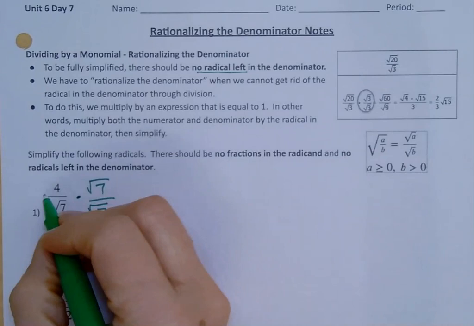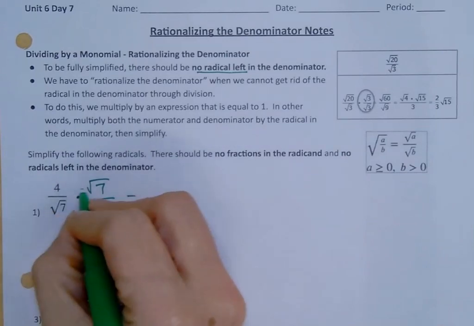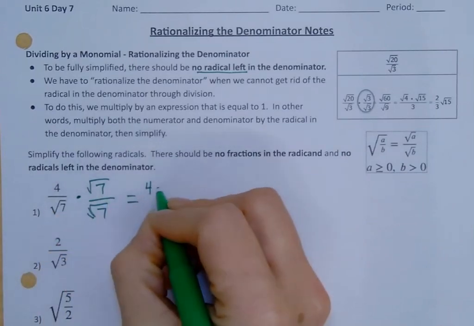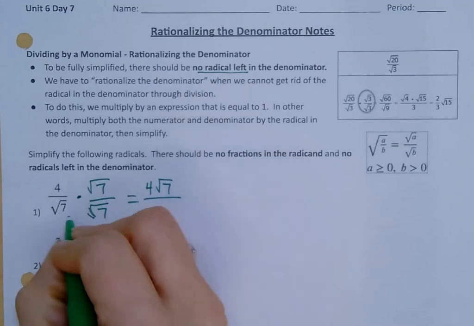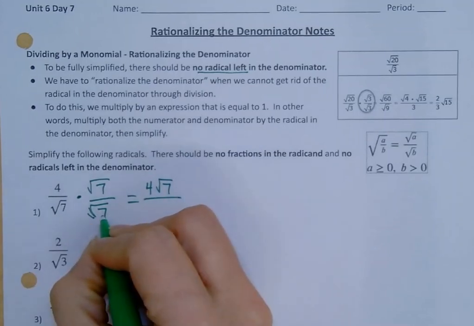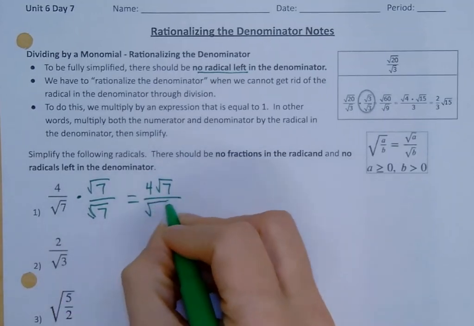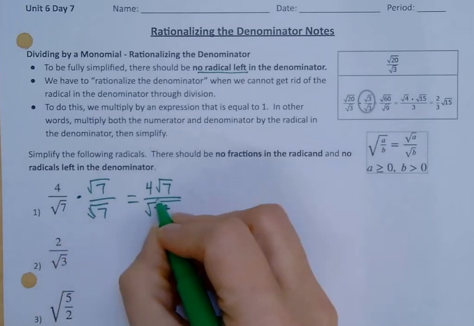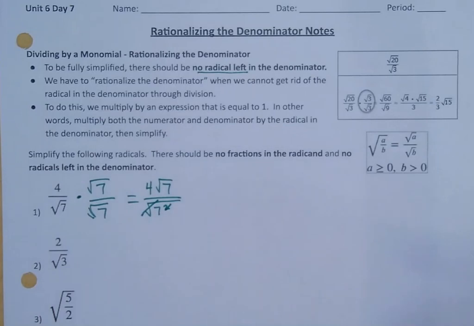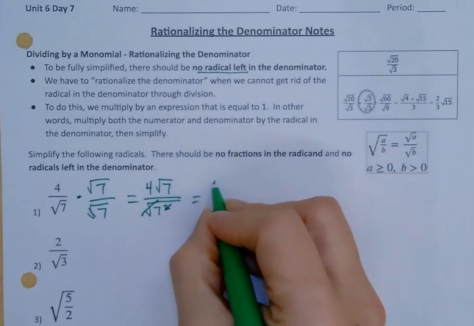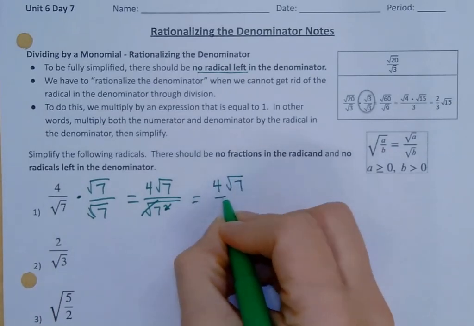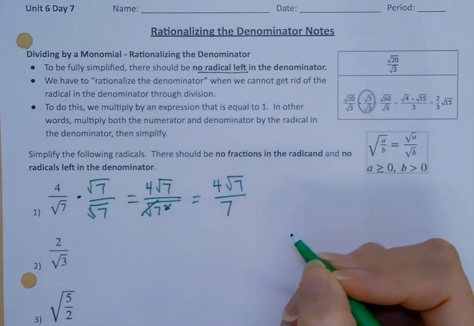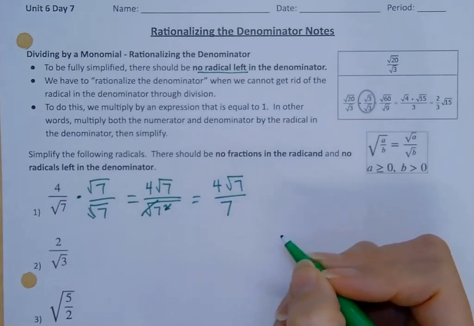I'm multiplying by 1, but my 1 looks like the square root of 7 over the square root of 7. Okay, so the reason I'm doing that is now my numerator is going to be 4 times square root of 7, and my denominator is square root of 7 times square root of 7. If you think about that, that's actually the square root of 7 squared, right? 7 times 7 is 7 squared, and the square root undoes the square. So my answer is 4 square root of 7 over 7. My denominator is now a rational number. It's just a 7. There's no radical in that denominator.